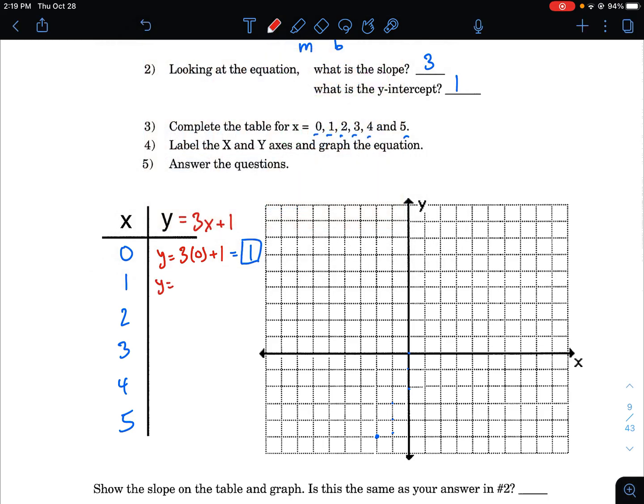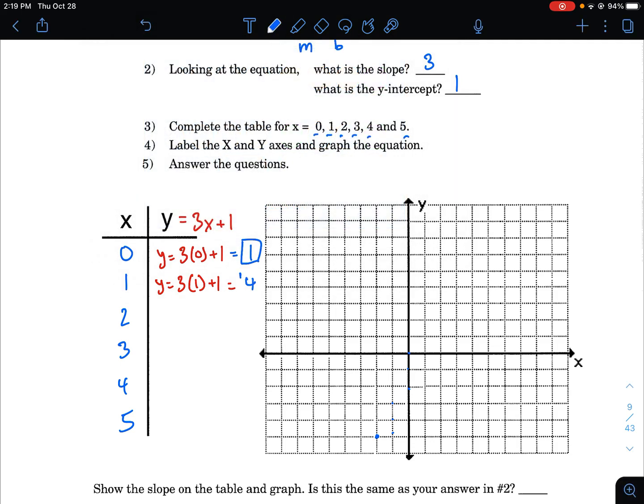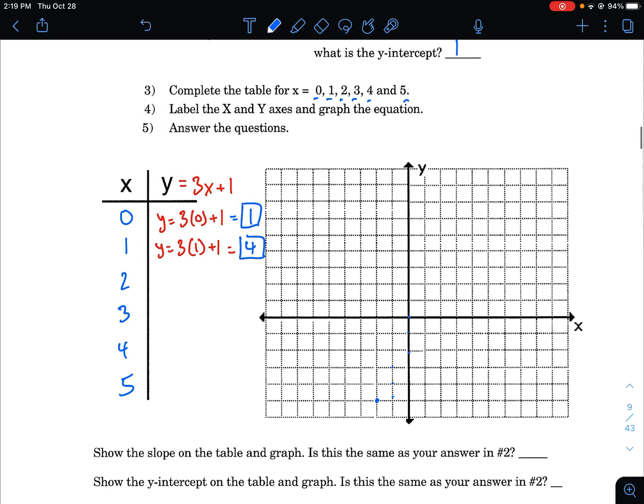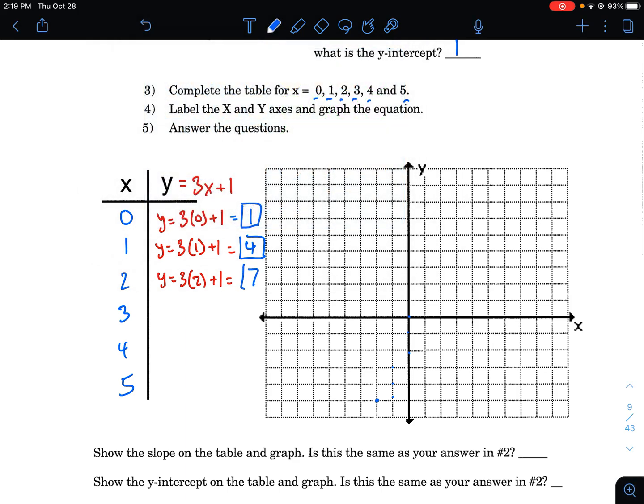Let's try the next one. When y equals 3, we're replacing x with 1, plus 1. 3 times 1 is 3, plus 1 is 4. Let's do that in blue to stay consistent. Let's try it with 2 now. Y equals 3, x is 2, plus 1. 3 times 2 is 6. 6 plus 1 is 7.